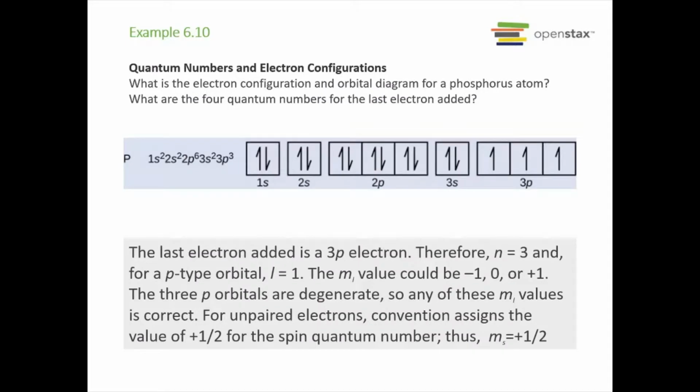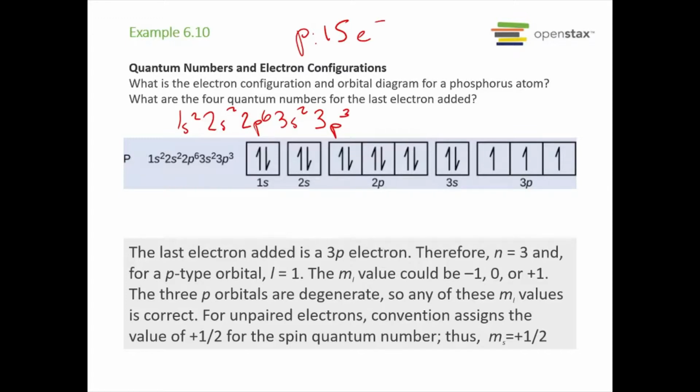So let's look at an example. We want to figure out the electron configuration and orbital diagram for phosphorus, and then the 4 quantum numbers for the last electron. The first thing is to find phosphorus on our periodic table. Phosphorus is element number 15, which means we have 15 electrons. So we fill up 1s2, 2s2, 2p6, 3s2. So far we're at 2, 4, 10, 12. And then our last 3 go into the p orbital.